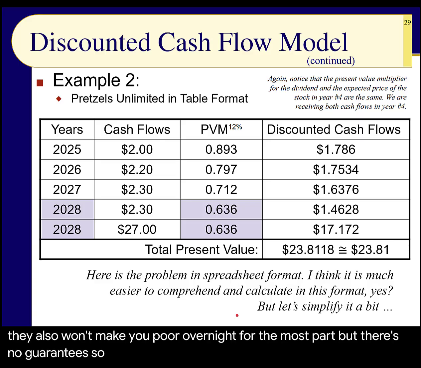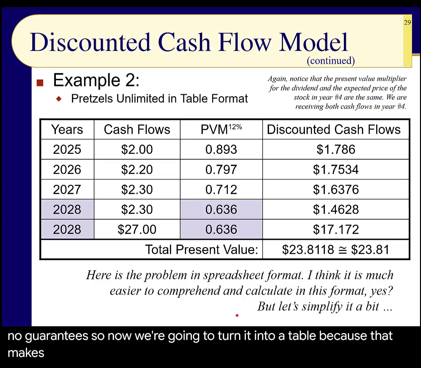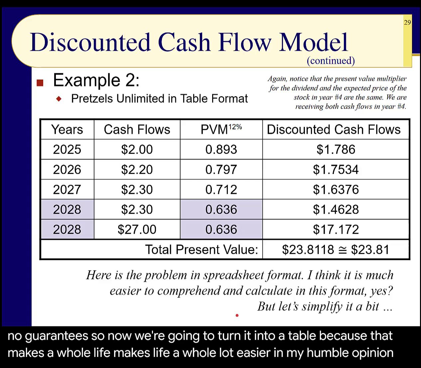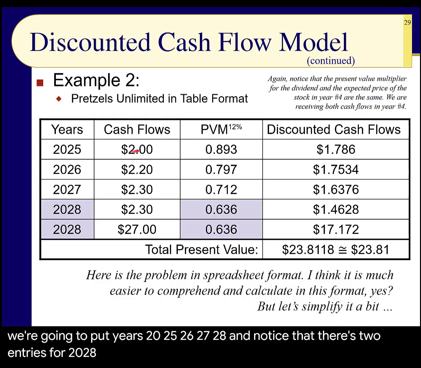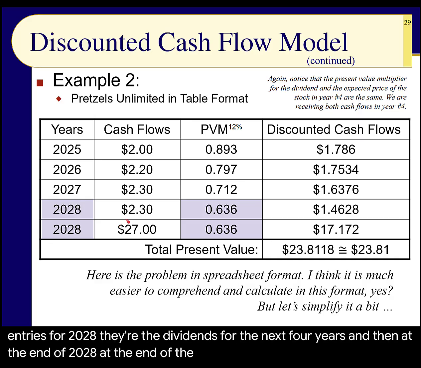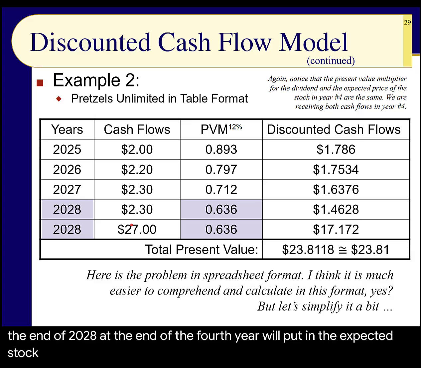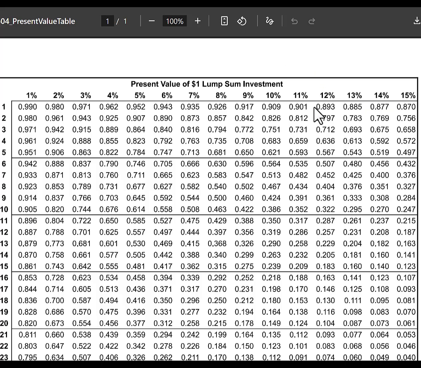So now we're going to turn it into a table because that makes life a whole lot easier, in my humble opinion. We're going to put years 2025, 26, 27, 28, and notice that there are 2 entries for 2028. There are the dividends for the next 4 years, and then at the end of 2028, at the end of the 4th year, we'll put in the expected stock price, $27. Okay, we grab the present value multipliers from the present value table. Make sure you figure out where they come from. Slide. Percent 12. Boom, doing 1, 2, 3, 4 years.